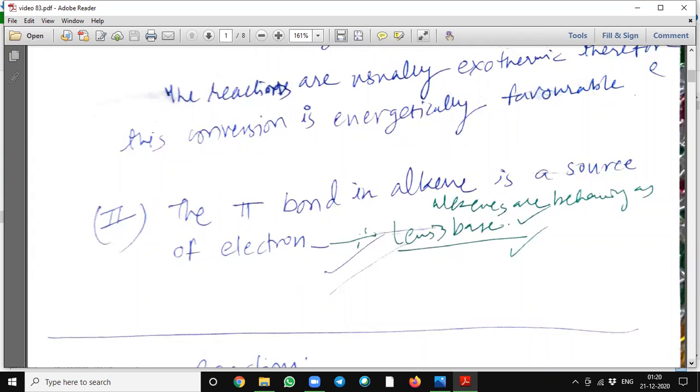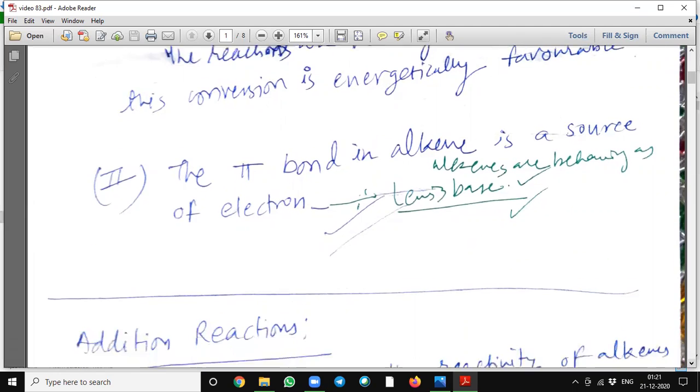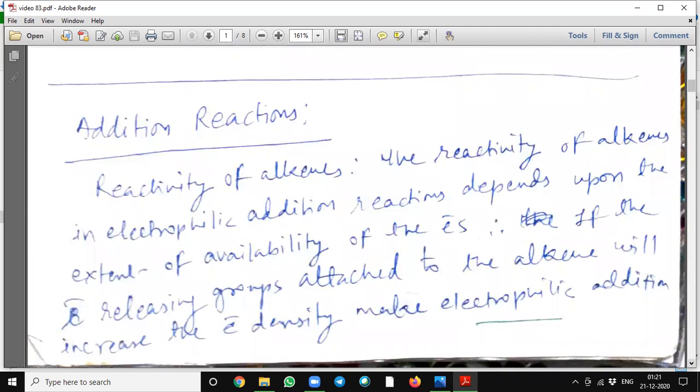The pi bond in alkene is a source of electrons. It behaves like a Lewis base, and addition reactions occur smoothly.